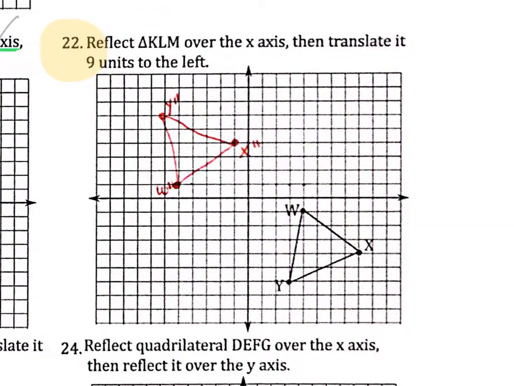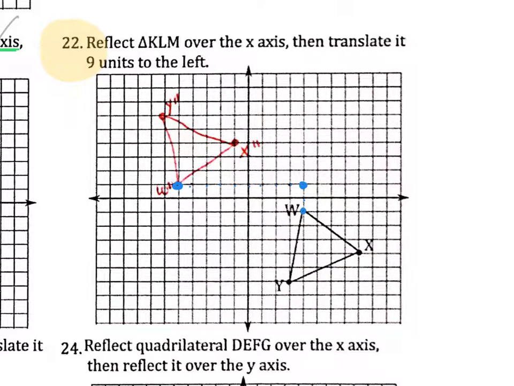All right, and then question 22. Reflection over the x-axis and then translated 9 units to the left. So same idea. I'm just going to pick corresponding points to map them over. So let's start with W. We're going to reflect over the x, so that's 1 away. It's going to get me right here. And then like I said, I did this all at once, so that's reflection over the x. And then I translated 9 units to the left. 1, 2, 3, 4, 5, 6, 7, 8, 9.